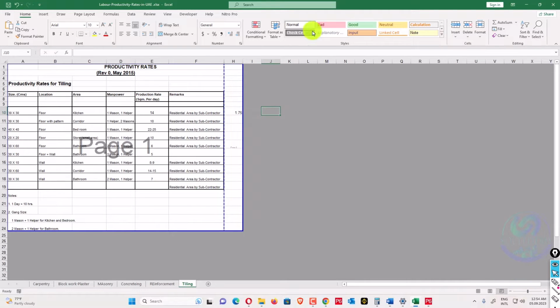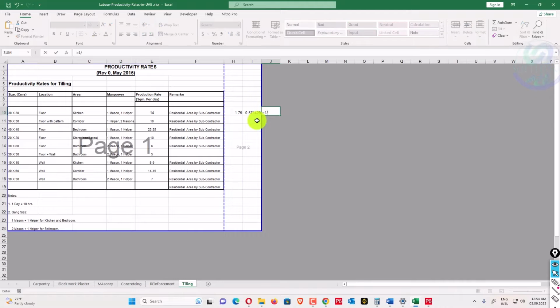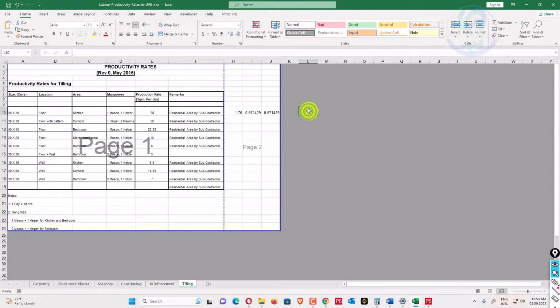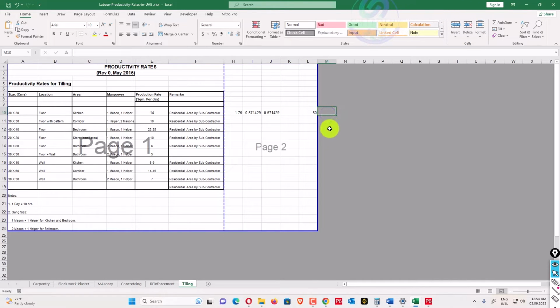So there we have one mason and one helper. So for one mason and one helper, what will the productivity rate be? I will just go here, is equal to 1 divided by 1.75. So this is the productivity rate. If we have 50 square meters of work, how much time will it take?